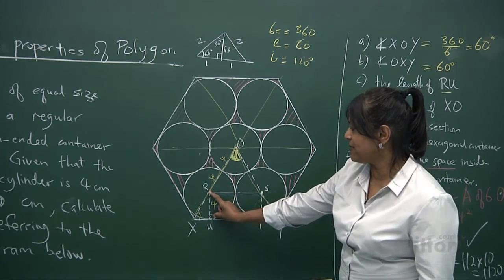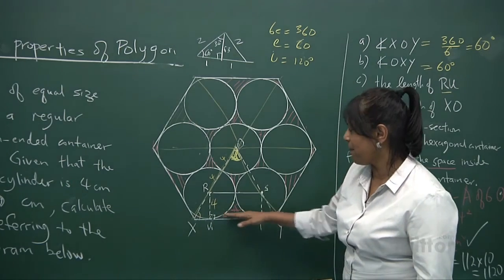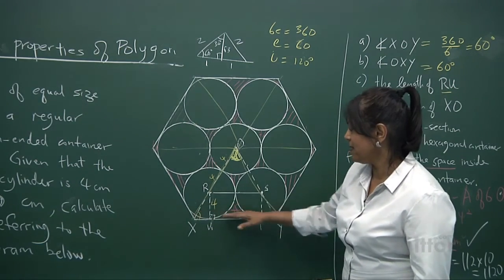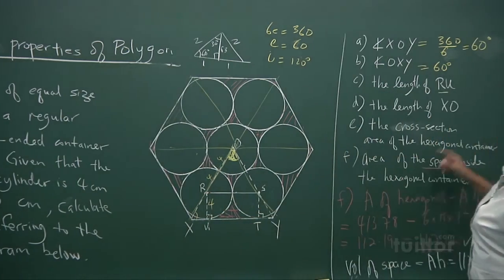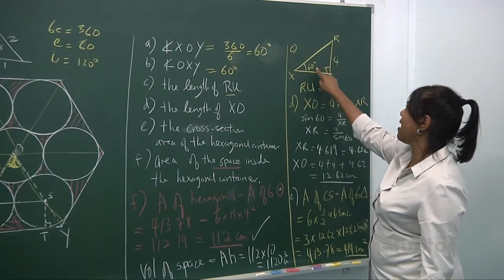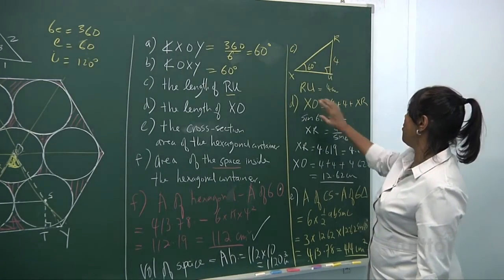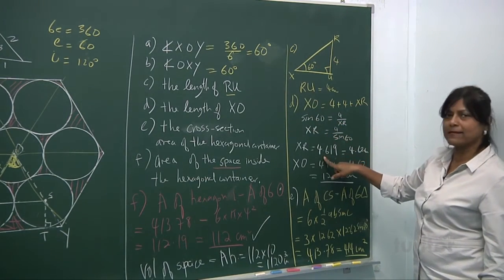You can see this is the radius, which is 4. A radius is perpendicular to the tangent. This is a tangent. So now you look at this XR, we made it bigger, and we could work out XR using sine. Sine 60 degrees is 4 over XR. And bring XR here, you've got your XR.